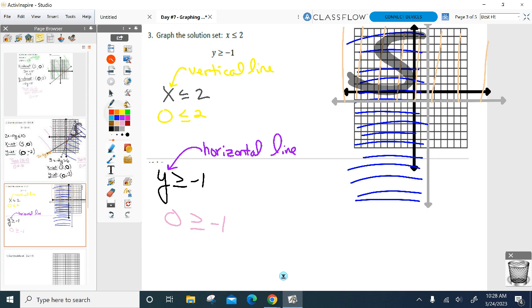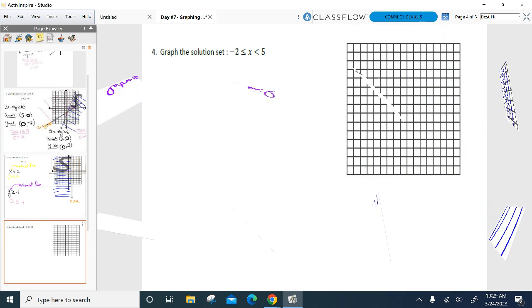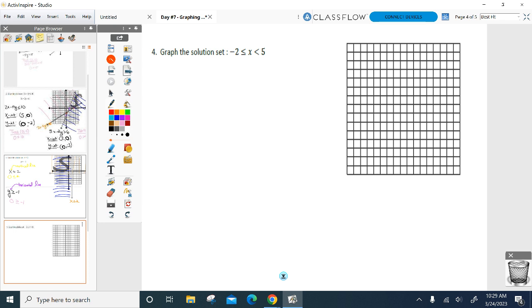And last thing we need, label, right? At least one of the lines, or both if you're feeling crazy. We good so far? So X by itself is vertical, Y by itself is horizontal. And then you'll see something like number 4 as well.